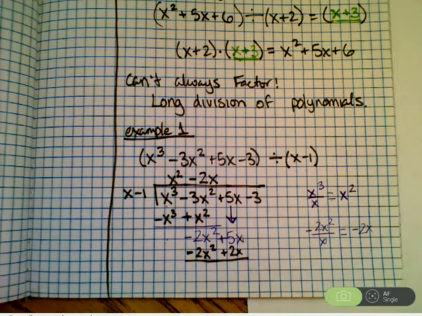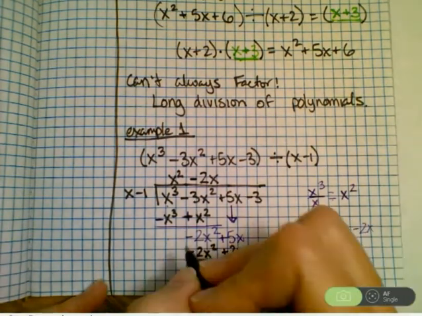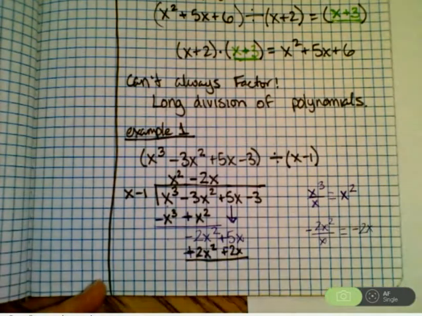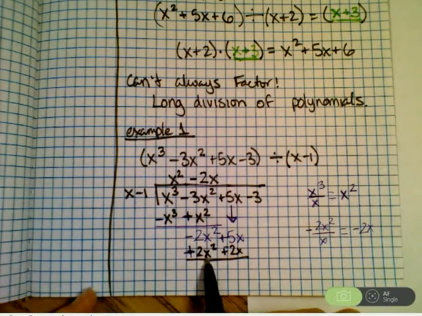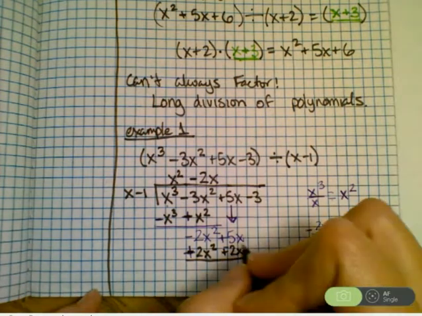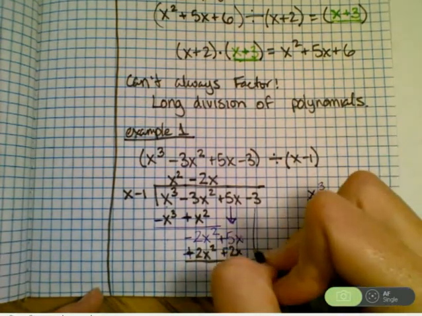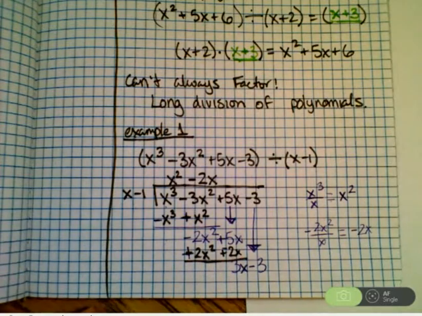Again, I need to go through and change the signs, because these things have to be subtracted from these. So this becomes a plus, and this becomes a minus. So negative 2x squared and 2x squared is 0. Again, that should always be 0 or you did something wrong. 5 minus 2 gives me a 3x here. 5 minus 2 is 3. And then I bring down that last minus 3.